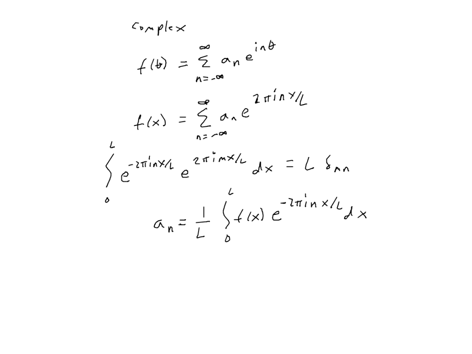So this looks a lot simpler than what we were dealing with before, because all you have to do is simply integrate it with the exponential term and you're done. And there's only one coefficient you have to find, as opposed to before where you have to find the ones for sine and the ones for cosine.